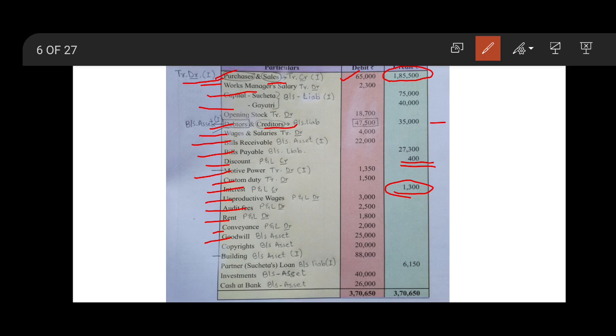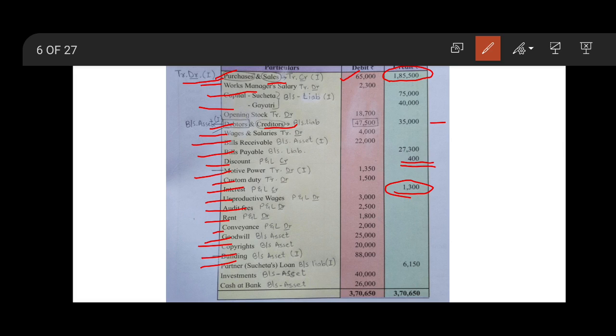Goodwill is nothing but an asset, so balance sheet asset side. Copyright, balance sheet asset side. Buildings, balance sheet asset side in the inner column as it carries adjustment. The next is partners, Sucheta's loan.